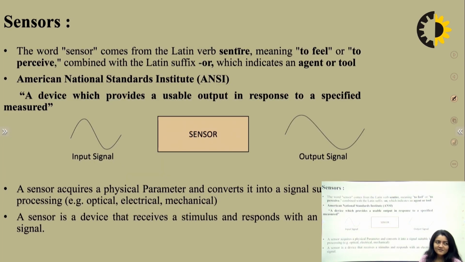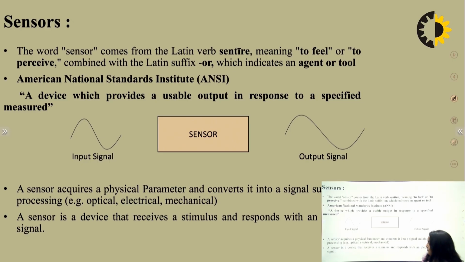So what are sensors? The word sensor comes from the Latin verb sentire, meaning to feel or to perceive, combined with a Latin suffix that indicates an agent or tool. According to the American National Standards Institute, a device which provides a usable output in response to a specified measurand is known as a sensor. It means a device that can sense your surroundings and give you some usable output is known as a sensor.